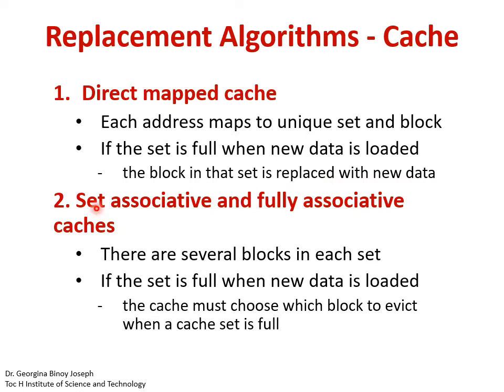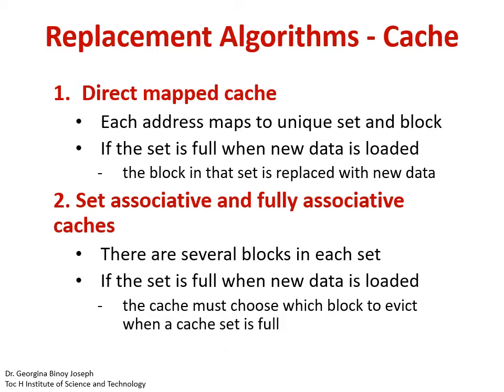Now coming to set associative and fully associative caches, the difference here is that instead of a single block in each set, there are several blocks in each set. So if the set is full when new data is loaded, the cache must now choose which of these several blocks to evict. Meaning of evict is to replace. The data in that particular block will be replaced. Which block to evict when the cache set is full?